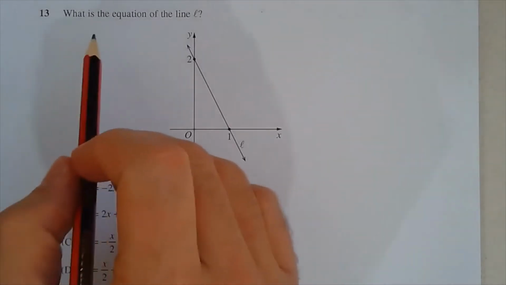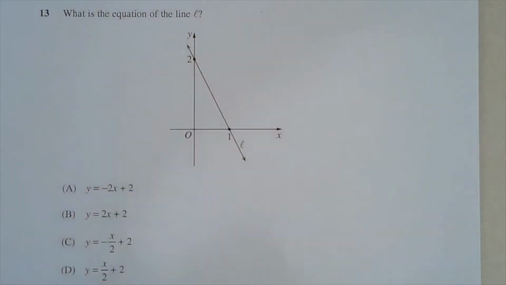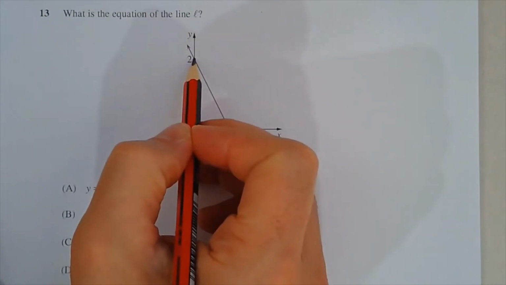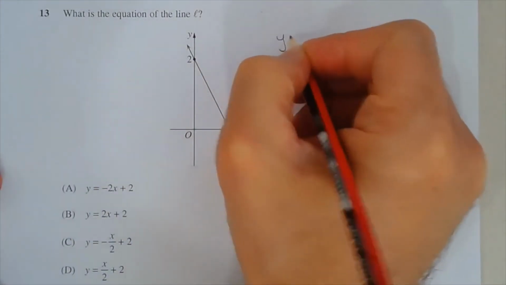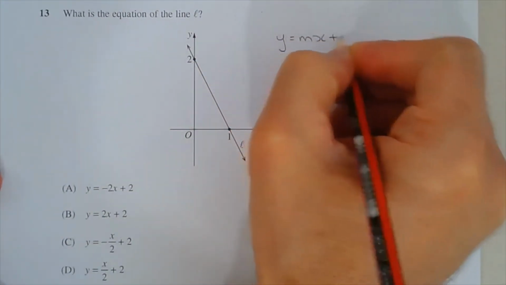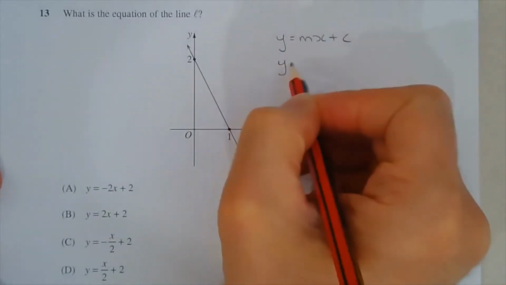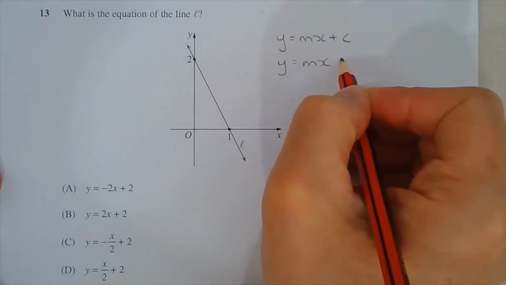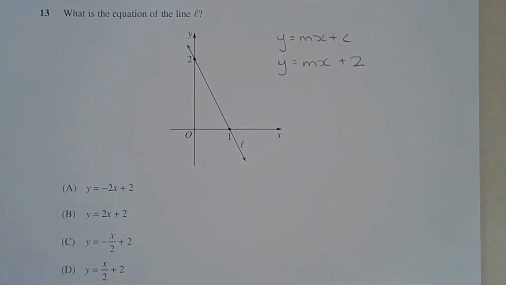Question 13. What is the equation of the line L? So this is this line here. First thing we need is to find the y-intercept. That's the easiest thing. The y-intercept is 2. Okay, so this is going to be in the form y equals mx plus c. And we have found the y-intercept. So it's y equals mx plus 2.